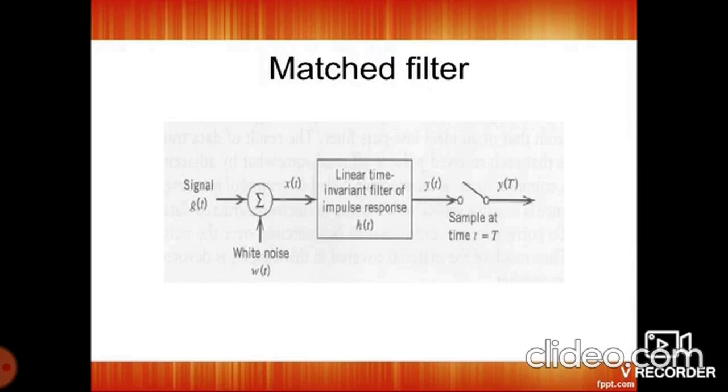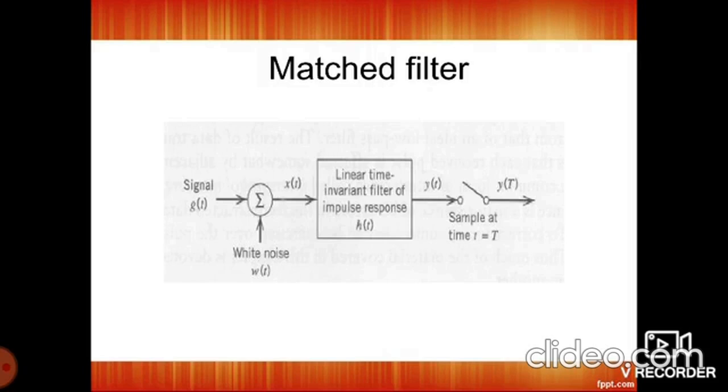So this is the block diagram of matched filter. We know that the matched filter is used for the detection of signals in baseband and passband transmission. The signal is transmitted via the transmitter, and the noisy signal is received in the receiver. Here the input signal is g of t with white noise w of t added together, g of t plus w of t, that is x of t, given to a linear time invariant filter of impulse response h of t. After passing this, the output is y of t.